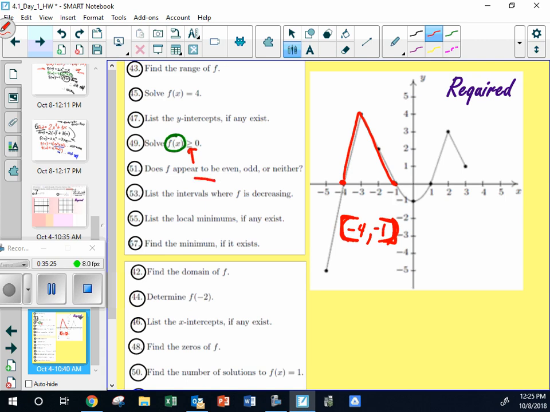All right. This says, does it appear to be? Does that say to prove that it's even or odd? No. It says appears to be. Does it appear to be even?